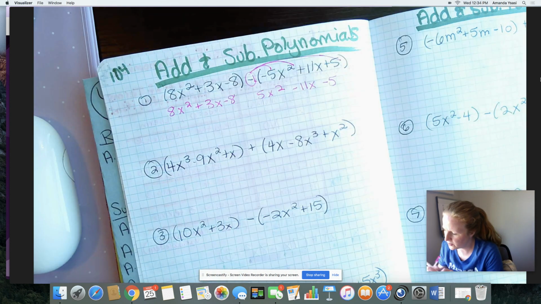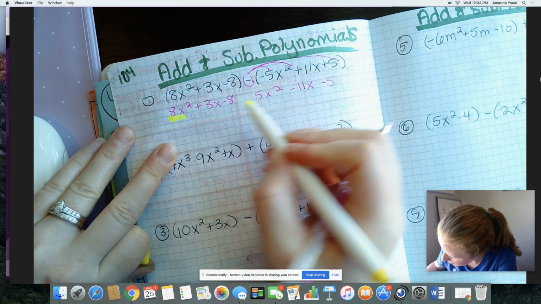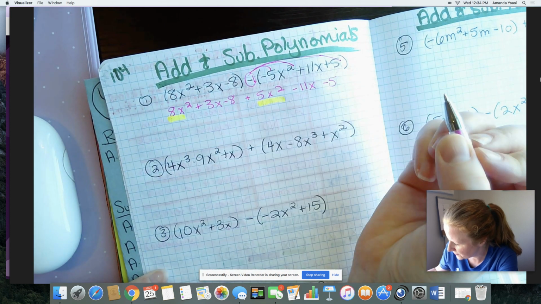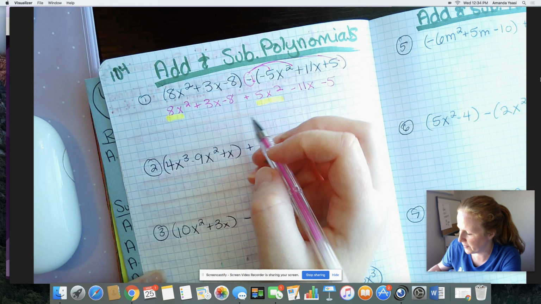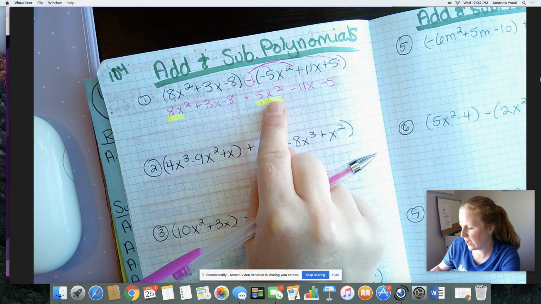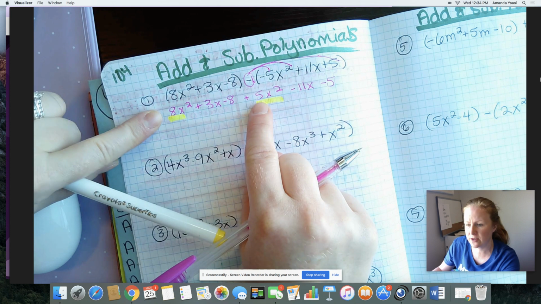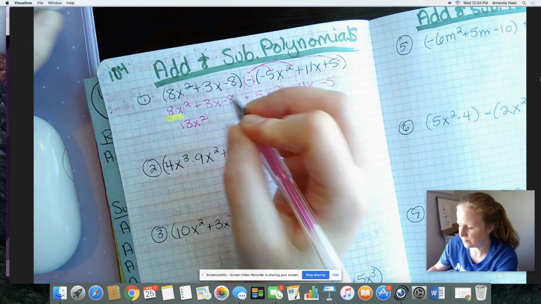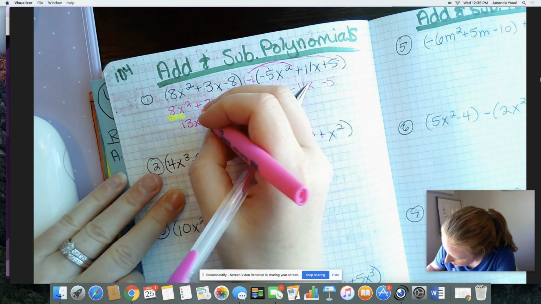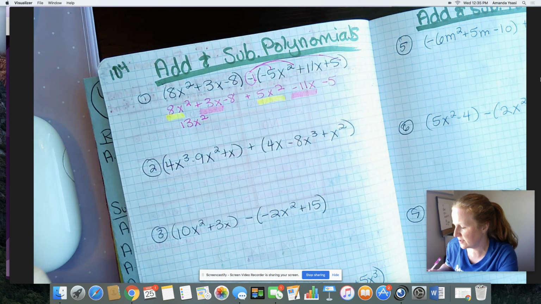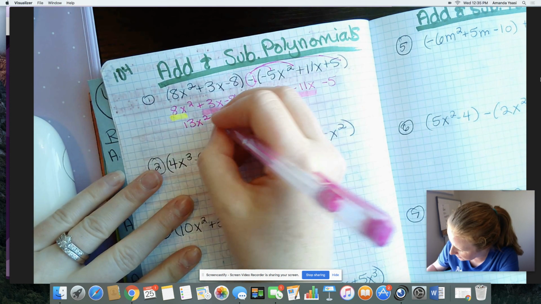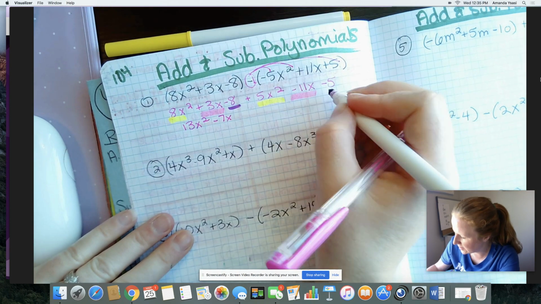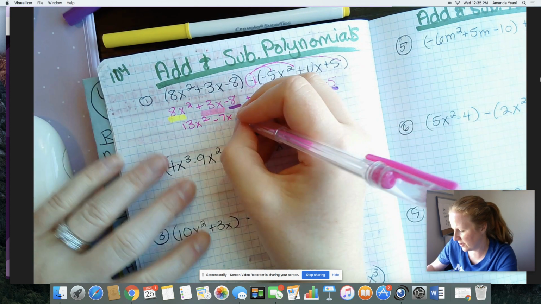All right, so now I need to look and see what my like terms are. There's no operation here, so it's a plus. If it was minus or negative, it would be minus. So 8x and 5x, I can just add those using my calculator or just in my head. 8 plus 5 is 13. And then I have 3x and -11x. So 3 minus 11 is -7x. And then I have -8 and a -5, making that -13.